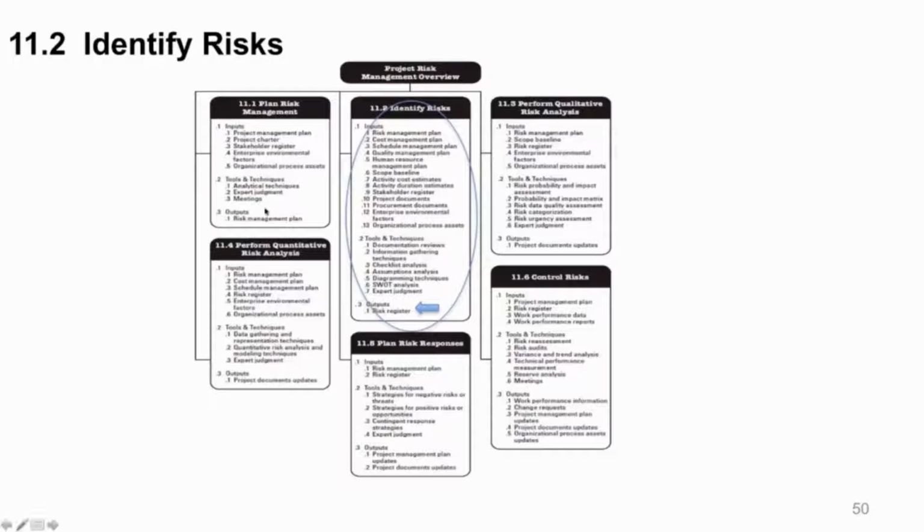Look at this. There are 13 inputs to identify risk. And what does that say to you? Risk is pervasive. It can come from anywhere. So a real big deal with risks.